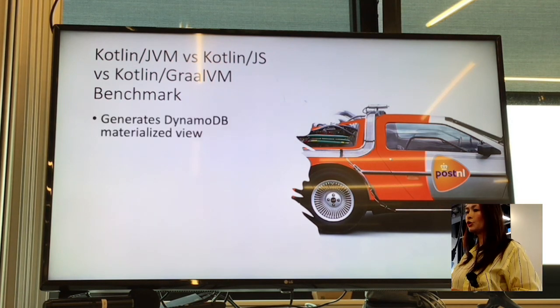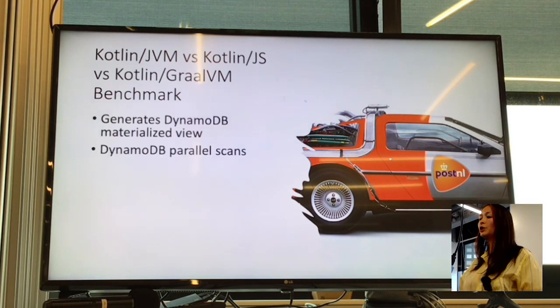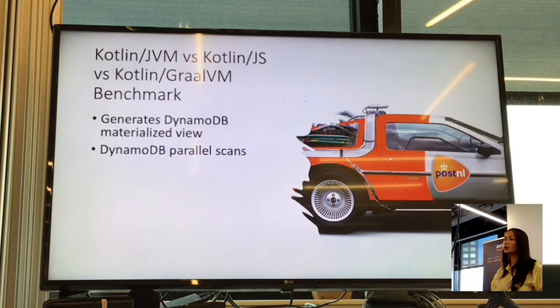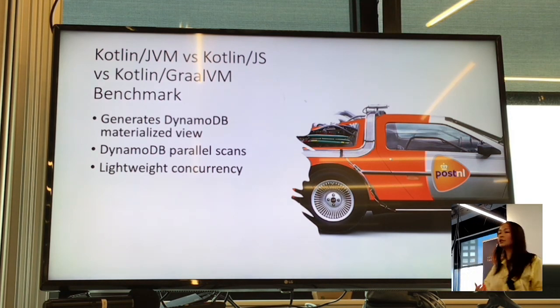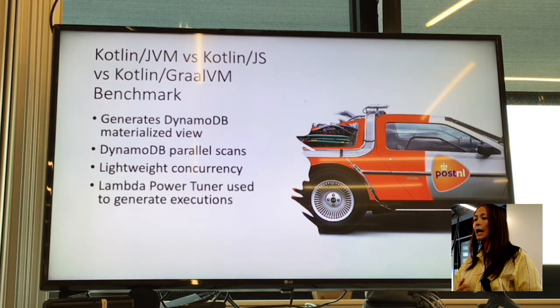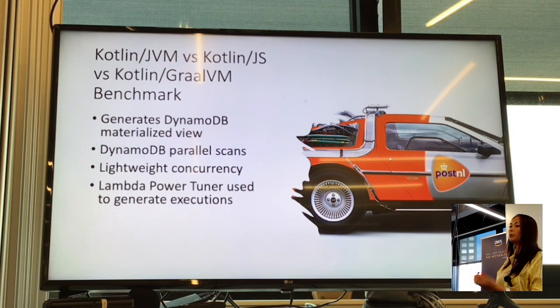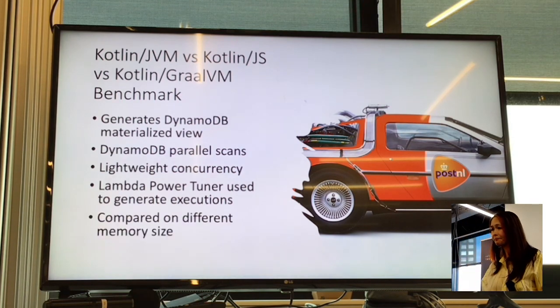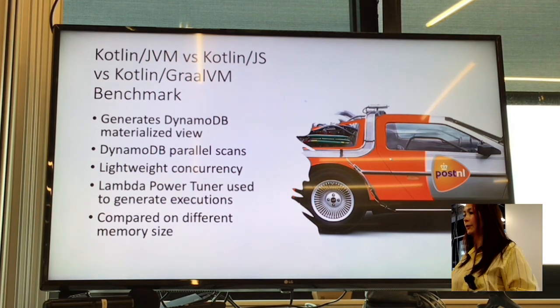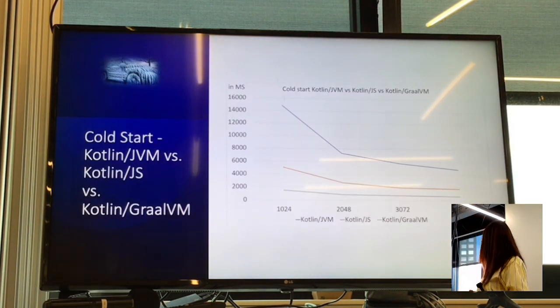So it generates a DynamoDB Materialized view. We used one of those lambdas that does a parallel scan on DynamoDB, and therefore we could use lightweight concurrency to support that. And in order to be able to compare, we used the Lambda Power Tuner to generate executions, so we can compare them. And we compared on different Lambda memory sizes to see if there are any differences on that. So let's have a look at the result on the cold start.